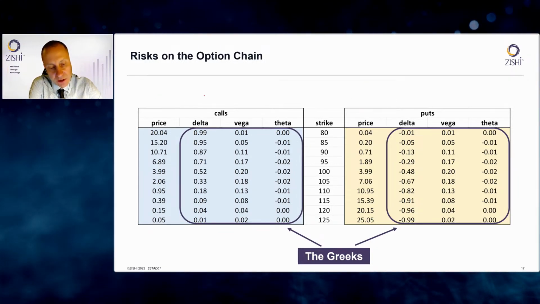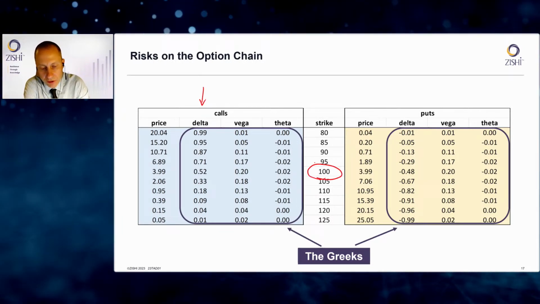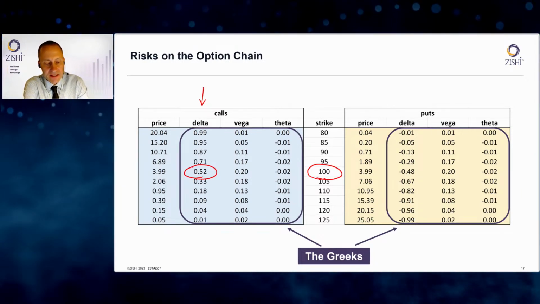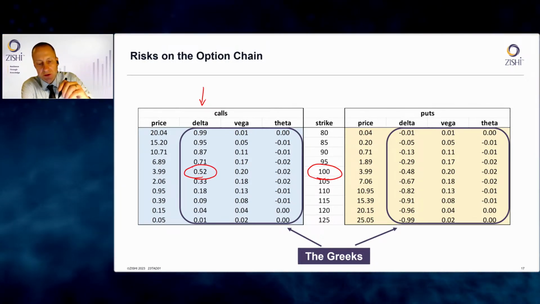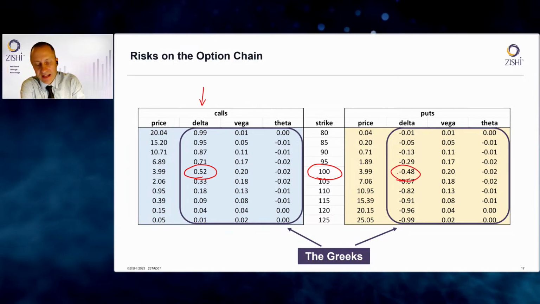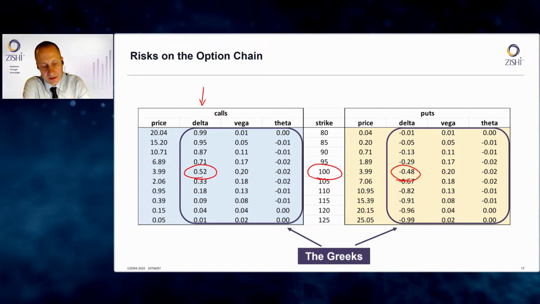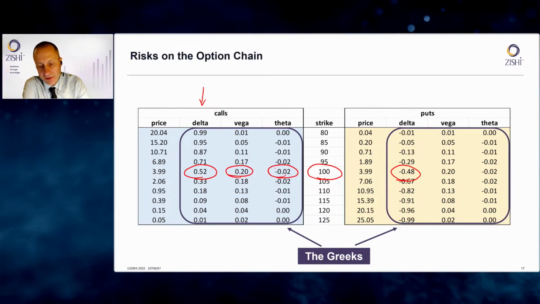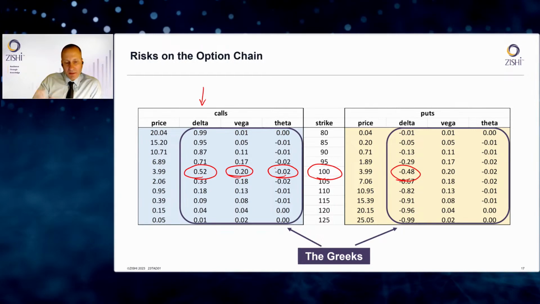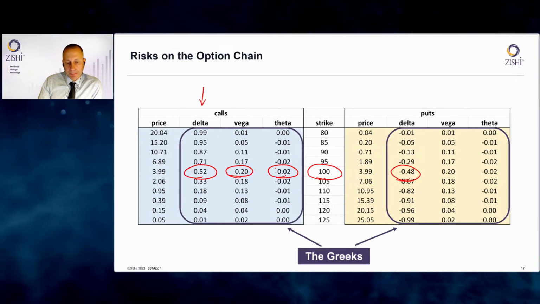But what you can see is, if we look at delta, for example, if we concentrate on the 100 calls, you can see that the 100 call has a delta of 0.52, and the 100 put has a delta of negative 0.48. And equally, they have vegas and they have thetas. So we're going to deal with these now individually and see what they mean, how they tell us how the option price will be changing.